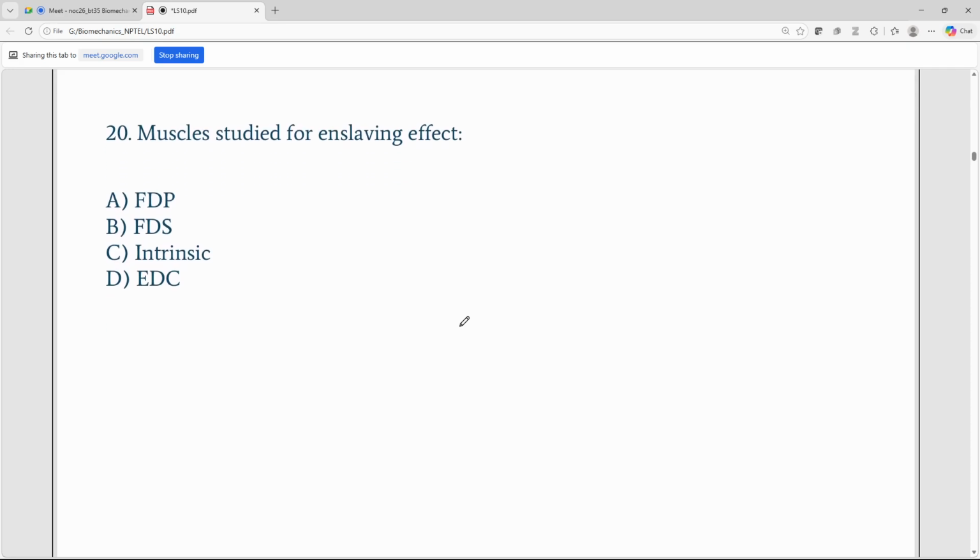Next question. Muscles studied for enslavement effect. Options are FDP, FDS, intrinsic, and option D, EDC. Which were the muscles explored in the study for their contributions to the enslaving effect? We discussed these muscles in previous sessions.